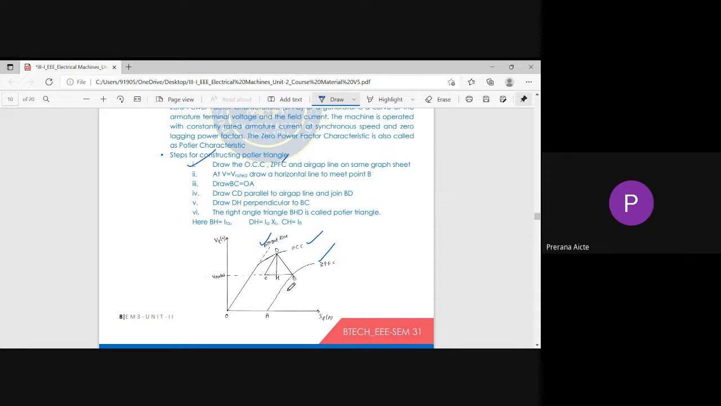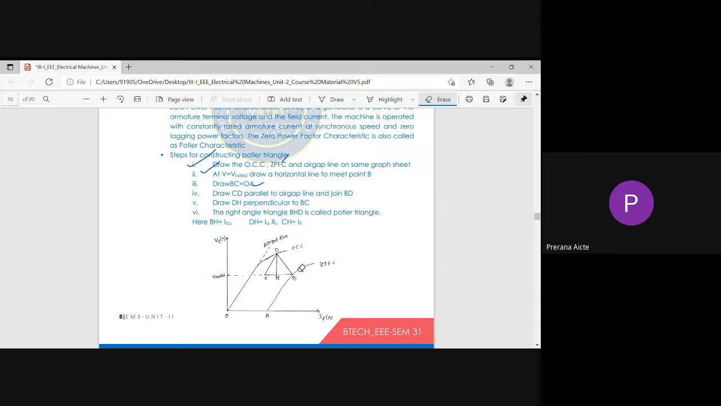At V equal to V rated, draw a horizontal line. Then from this horizontal line, draw the BC line. These are the points B and C. The BC line is drawn with a length equal to OA. BC equals OA.